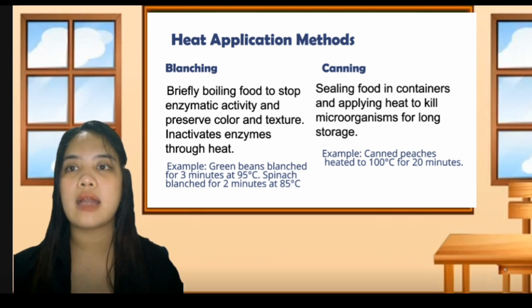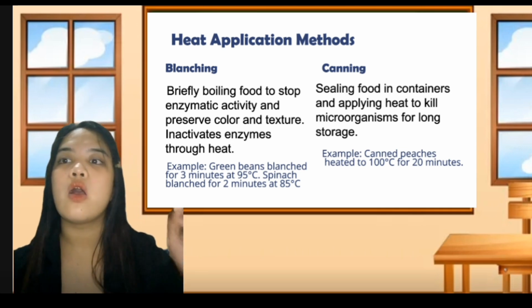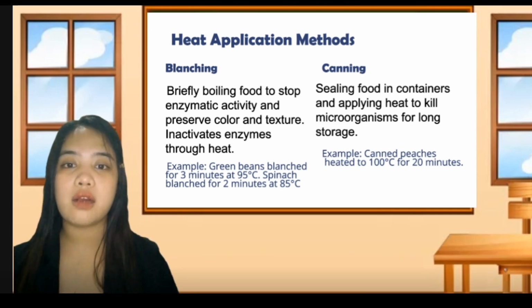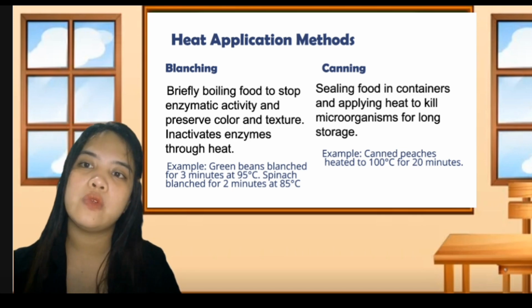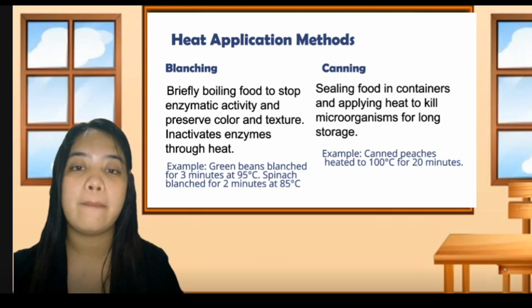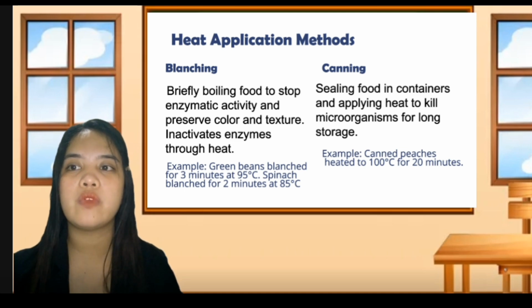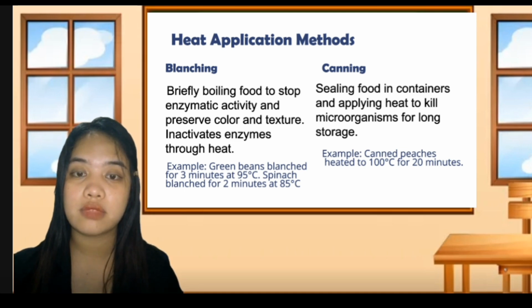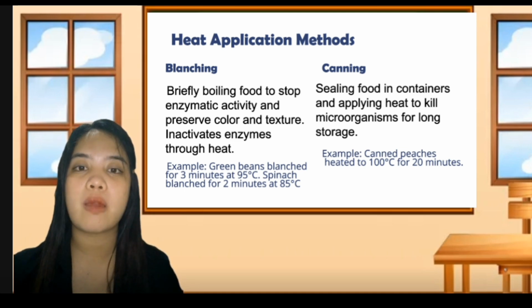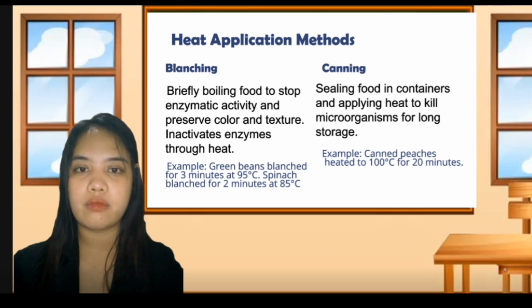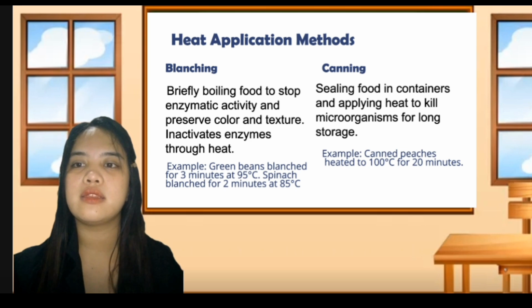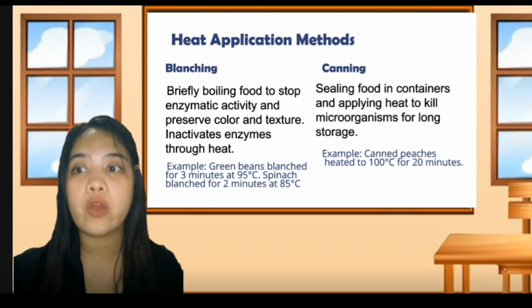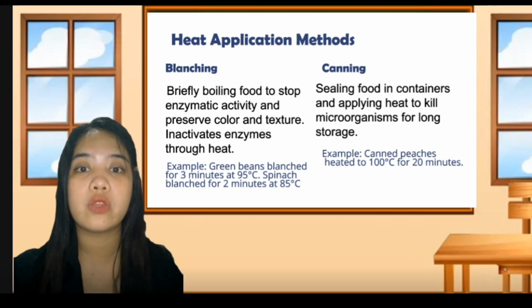So now let's move on to the canning method, a common food preservation that you all know. This process involves sealing food in containers and applying heat to kill microorganisms. Can someone provide an example of food that is canned? Everyone? Yes, Mr. Mark. That's right. Peaches are heated at 100 degrees for about 20 minutes to ensure they're safe for long-term storage.